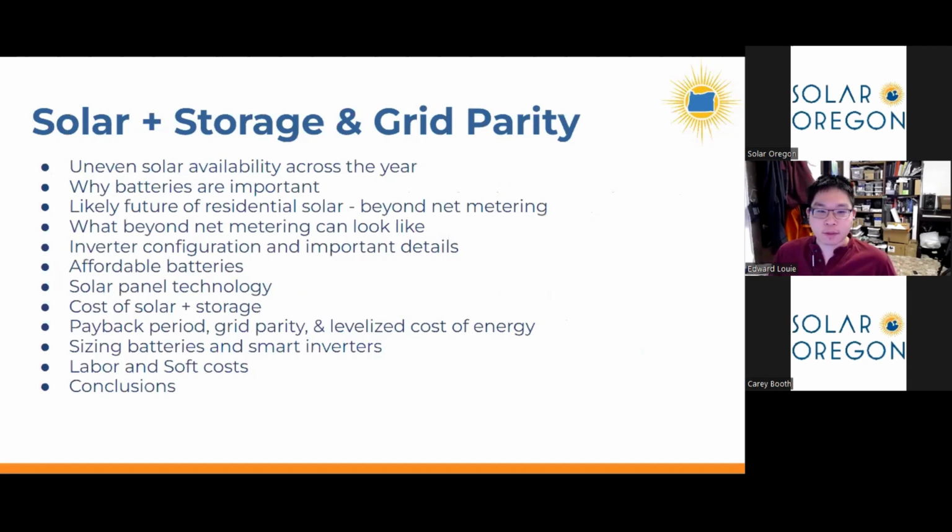Next slide. All right, so here's the outline of the slides that we're going to talk about. Solar plus storage.